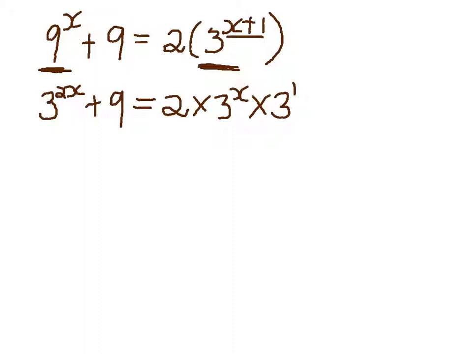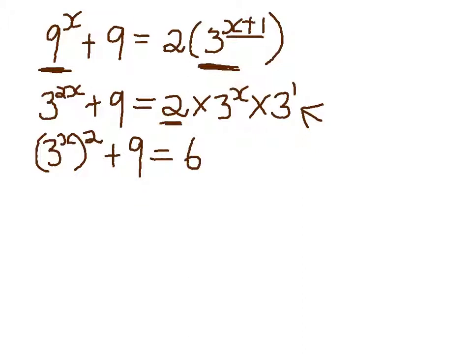So we've got 3 to the x, and we can put brackets around this and make that squared, plus 9 equals, now this 3 to the 1 here is just going to be 3. So we can multiply this 3 and the 2 and get 6 out the front of 3 to the x. Now we can rearrange this and you'll see that it then becomes a quadratic like our last example.